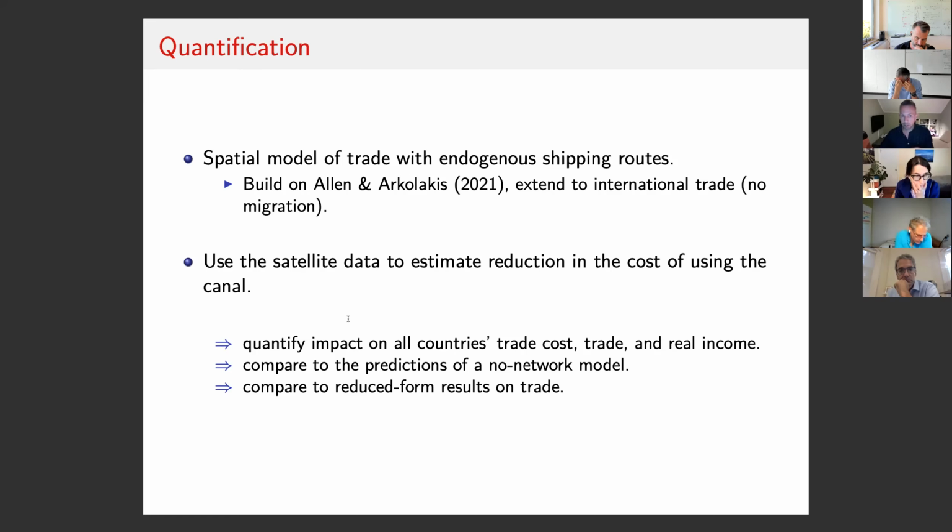Then I'm going to use the satellite data to estimate the reduction in the cost of using the canal, which will be useful because then I can quantify the impact on trade costs, trade, and real income. I'm also going to try to compare the predictions from this kind of model to a so-called no-network model, where all the routes are fixed. And I think that will give us a way of thinking about what makes the network here special in terms of the predictions of the model.